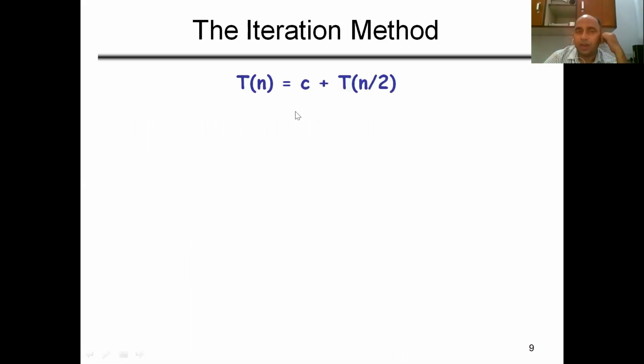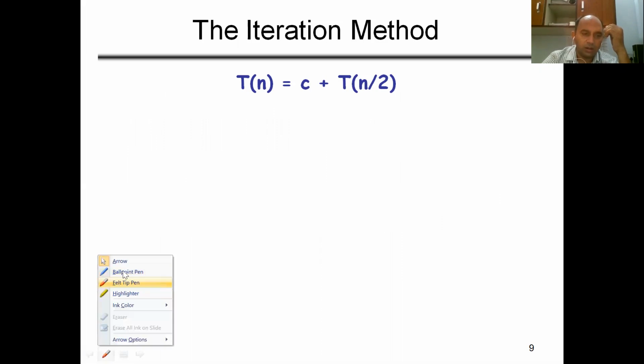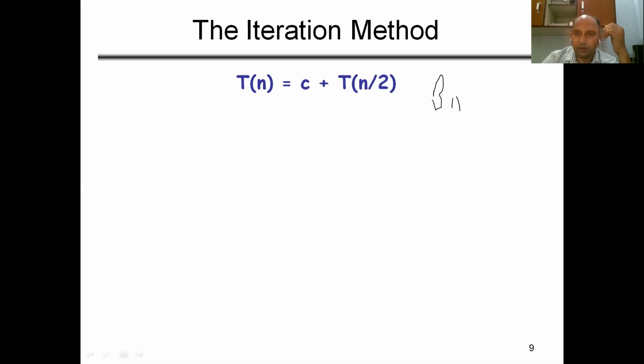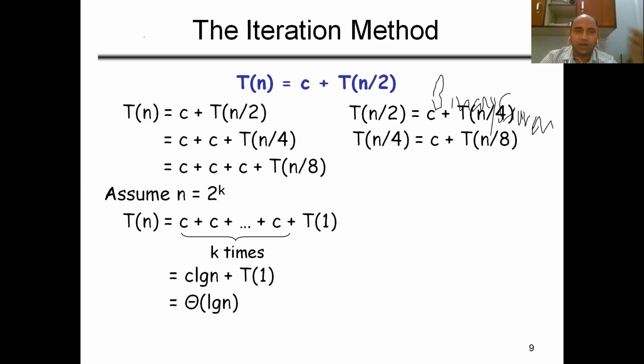Let's have an example, a recurrence relation, and this recurrence relation is representing the relation for binary search. So how can we solve it? In the first step, let's reverse this equation. This is my first step.